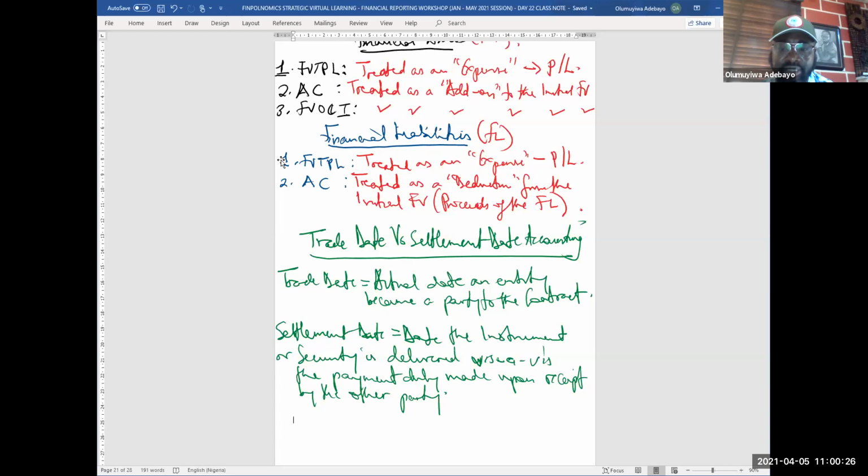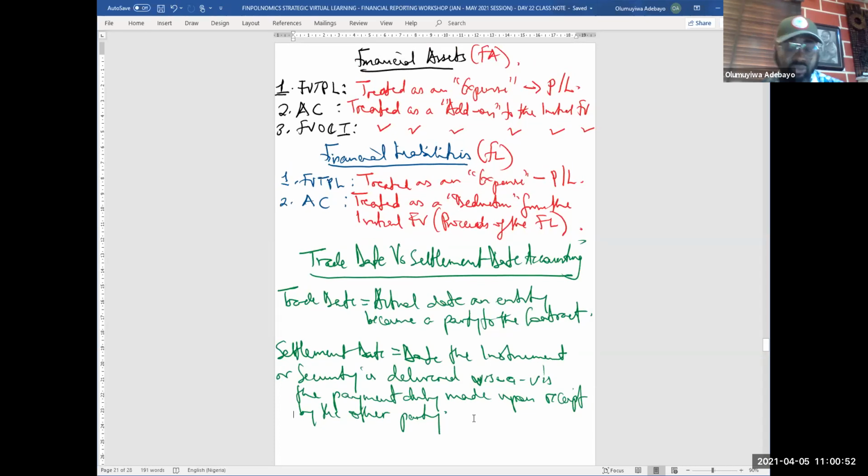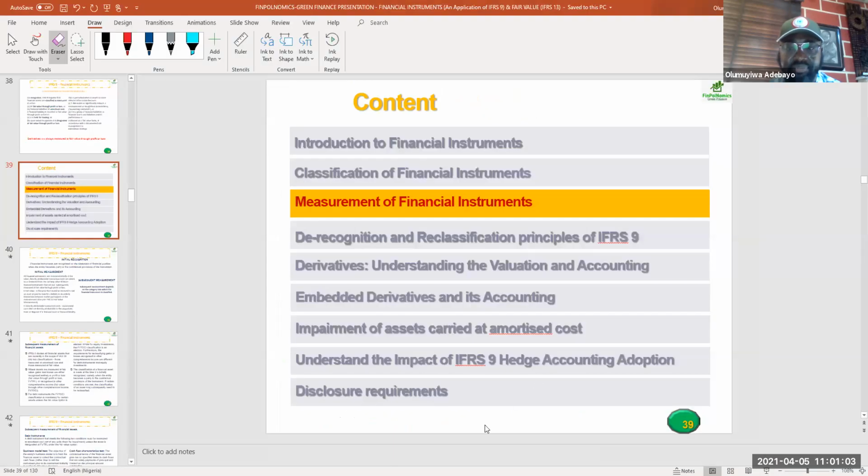Usually the industry practice favors trade date. But again, it's an accounting policy option to go by trade date or settlement date accounting with respect to obtaining the fair value of a financial instrument at initial recognition. Any question before we move further? Okay. Let's now go into measurements.